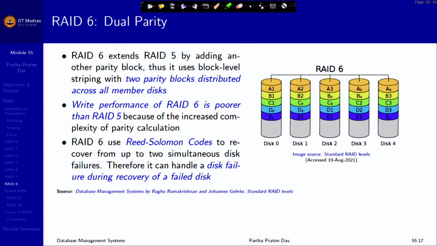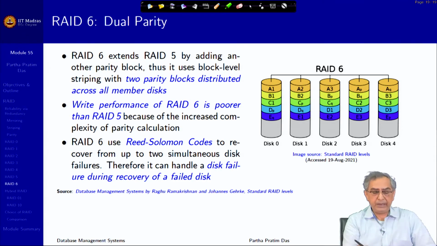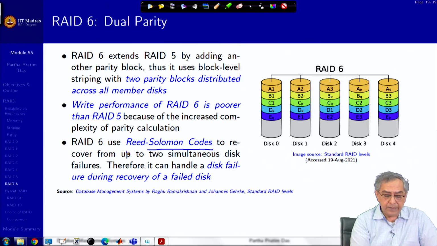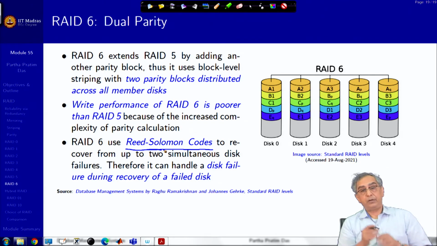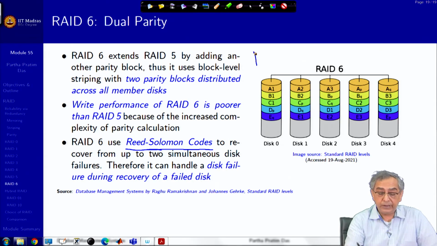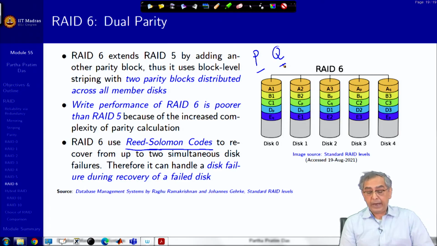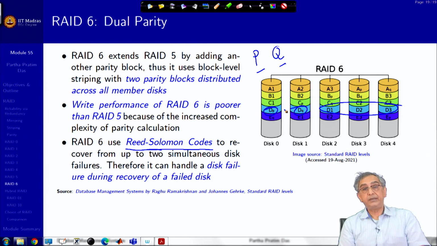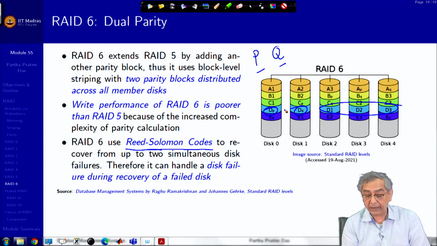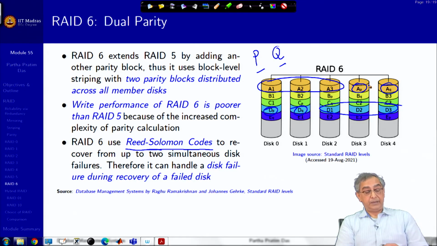In RAID 6, which extends RAID level 5, you add another parity block, so it is a 2-parity mechanism. It uses another type of code, called syndrome codes, Reed-Solomon code, which has 2 parities P and Q, and you write them on 2 different disks. For example, for D, the syndrome DP is written on one disk and syndrome DQ on another disk, and you will see that all these are distributed. Like for A, syndrome AP is written here, AQ is written here.